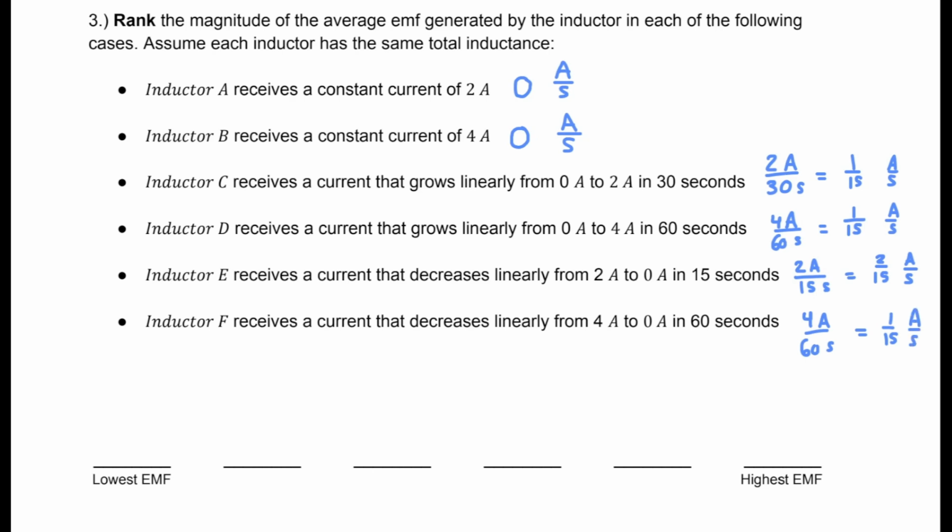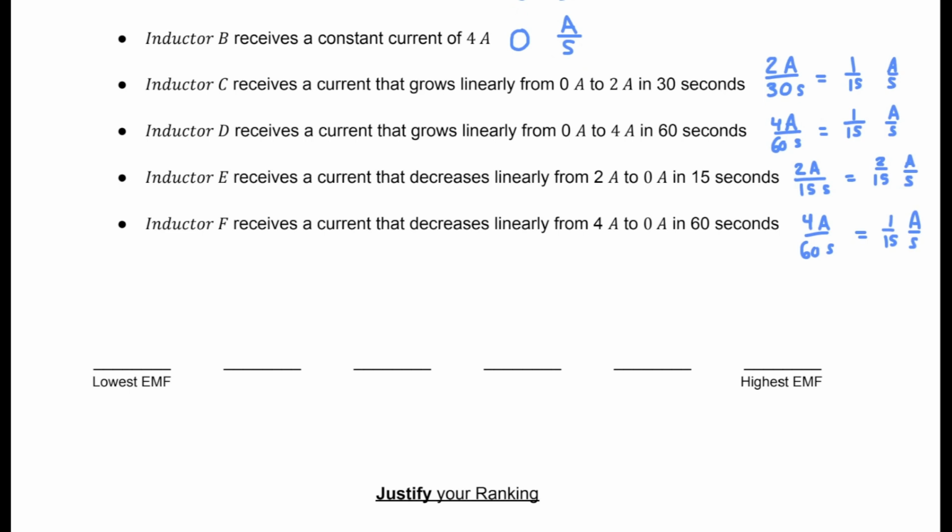So we're just ranking these rates of change now. So first, we can see that the lowest EMF induced will be a tie between case A and B, because there is 0 EMF induced in both of those cases.